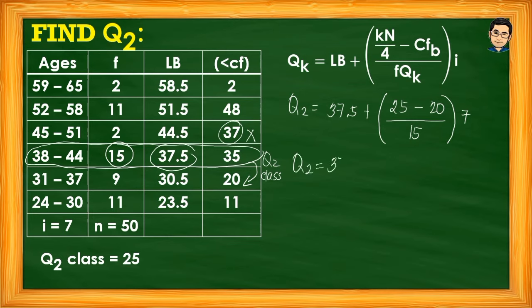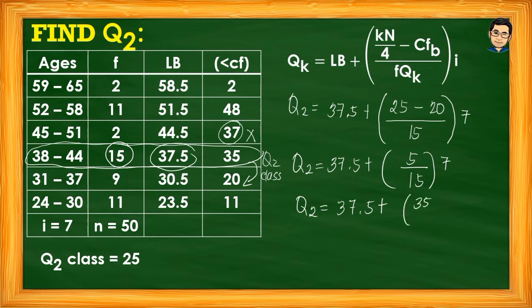Next, 37.5 plus the quantity of 25 minus 20. So, 25 minus 20 is 5 over 15 times 7. Next, Q sub 2 is equal to 37.5 plus 5 times 7, that is 35 over 15.